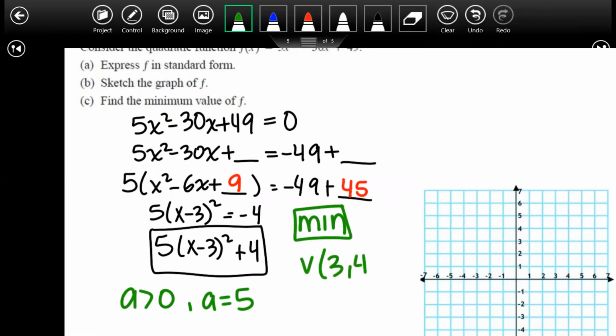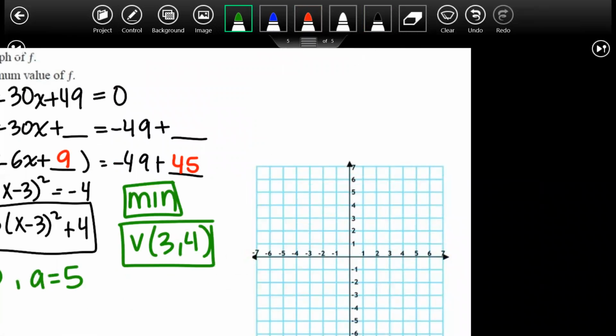3, 4. So we're going to have a minimum value at 3, 4. So it should be facing upward because we have a positive value. We're going to go over 3, up 4 is our first one here. What is our factor? Our A is 5, so we're going to go over 1 and up 1, 2, 3, 4, 5. So our factor is going to go up 5.